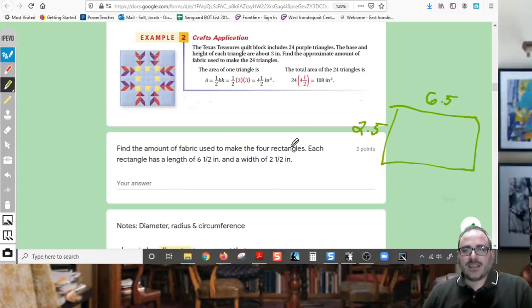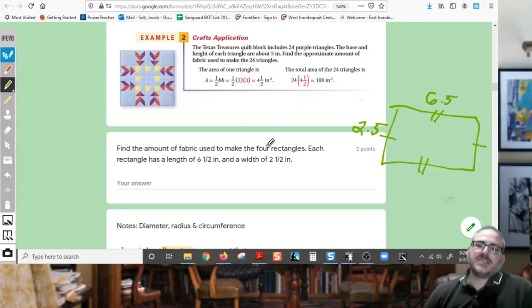2.5. All right, so I got a rectangle, and whenever I have a rectangle, I know that opposite sides are the same. The length is 6.5. The width is 2.5. I want you to find the amount of fabric in square inches that we're going to need to make 4 rectangles. 4 rectangles. All right, pause the video now.